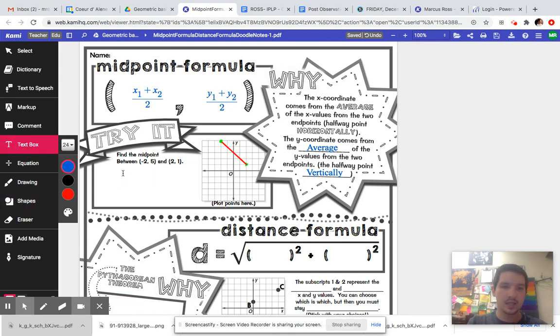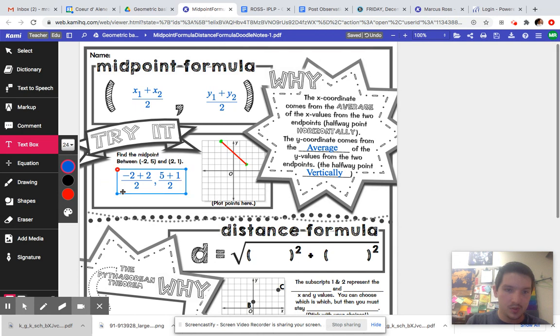So now we need to set up our formula. We have fraction form, and we know that our x1 is going to be -2 plus our x2, which is 2, divided by 2 is our first problem. And then we also have y1, which is 5, plus y2, which is 1, divided by 2.